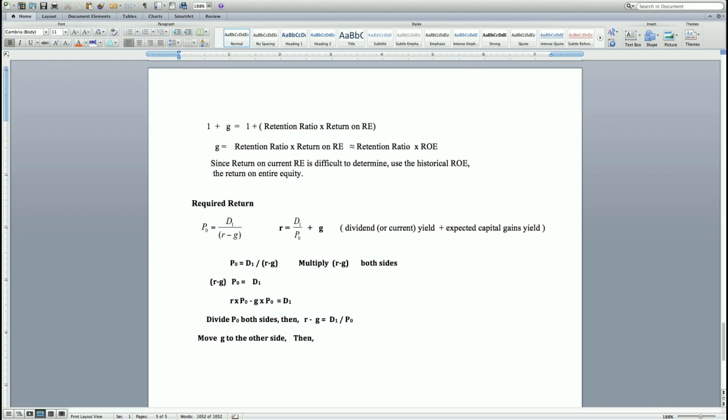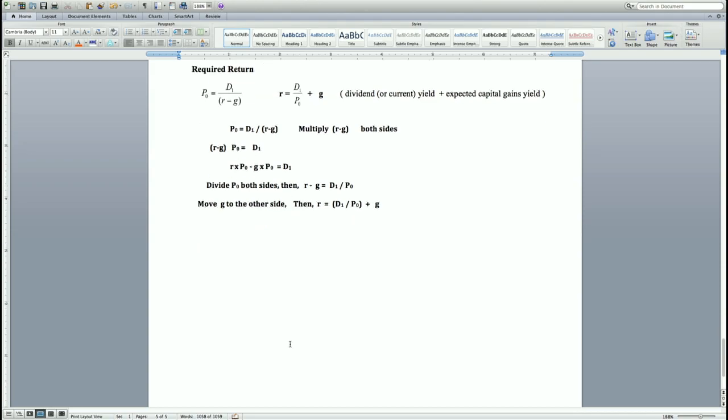Then we have R survives, right? G goes to the other side. Then you change the sign. It shouldn't be minus, it should be plus, because we moved that G to the other side. Not to confuse, we put here bracket and bracket.